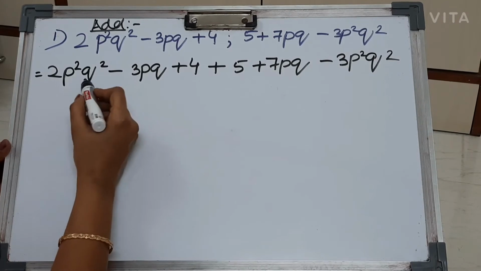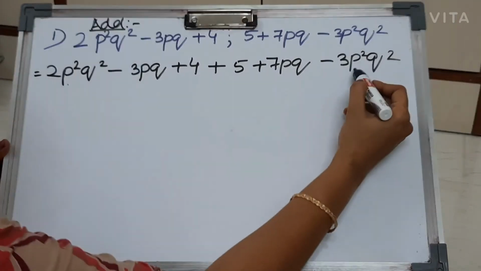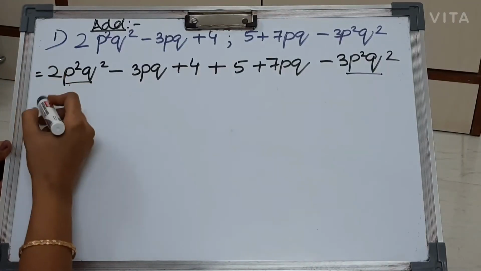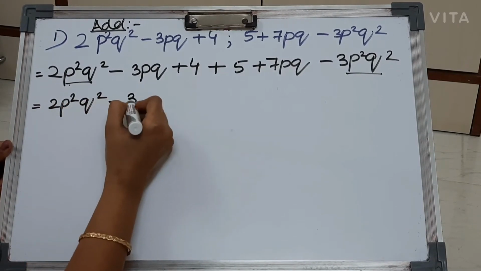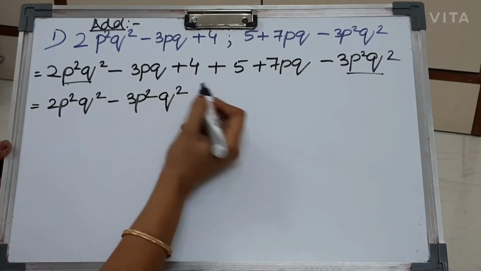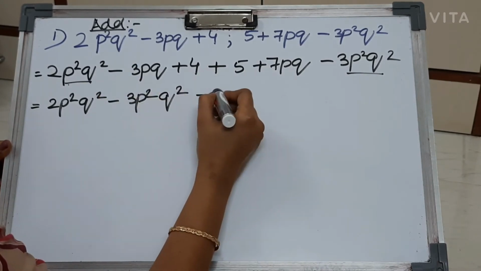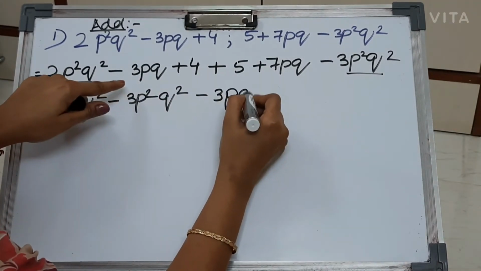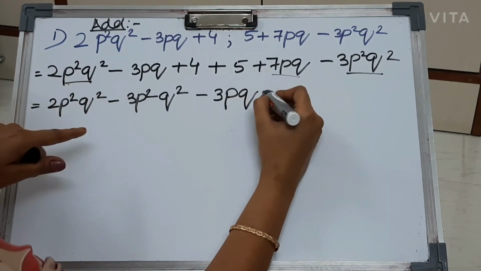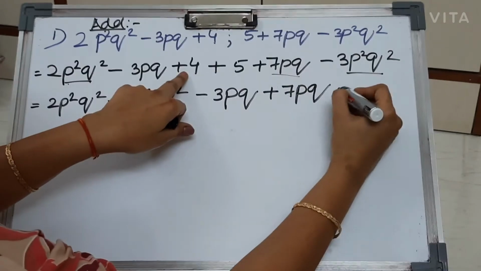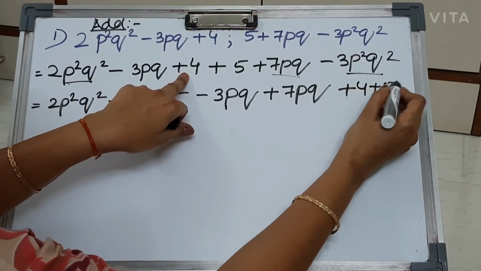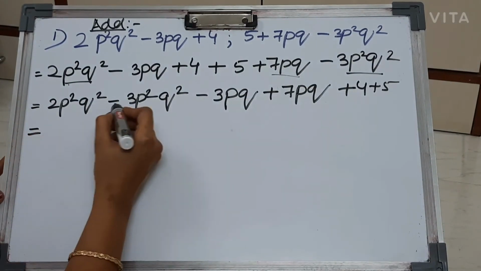So we will see which are like terms here. p square q square is here, p square q square is here. So we will take it together. 2p square q square minus 3p square q square. This is our next step. Now next is minus 3pq. 7pq we have here again. Plus 4 plus 5. Now we will do it.